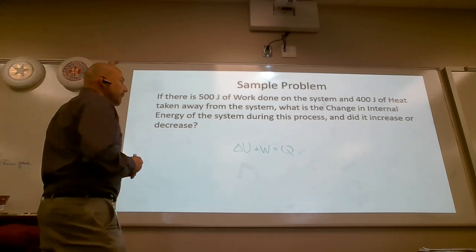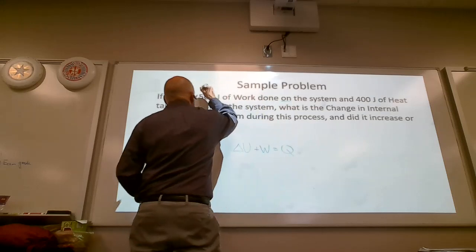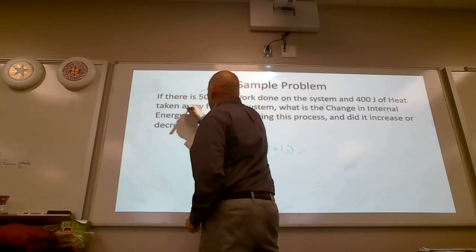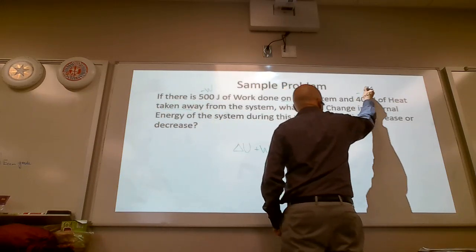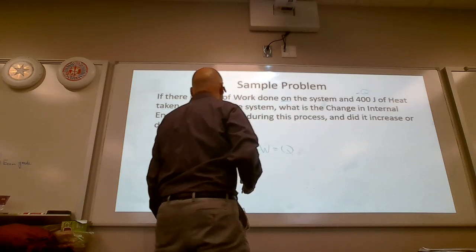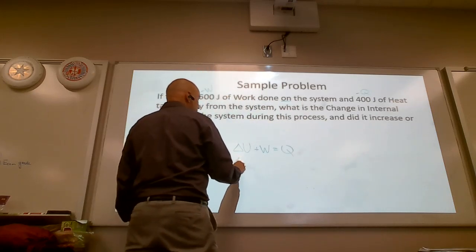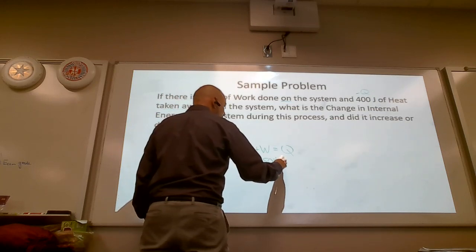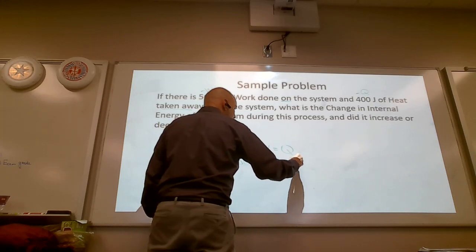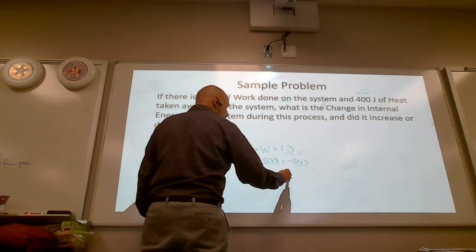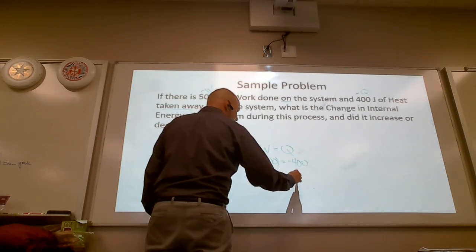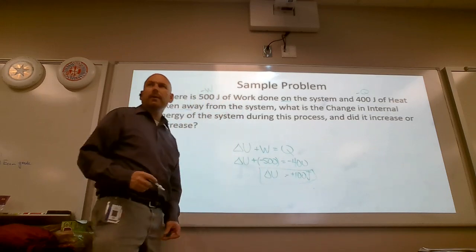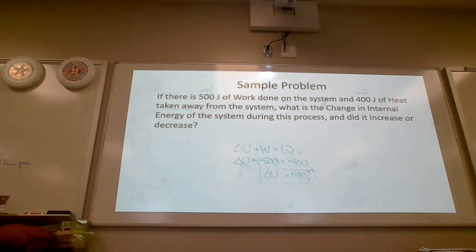Okay, work is being done on the system so that you have a negative work. You are taking energy away, so this is a negative heat. So you have delta U is equal to negative 500 joules minus 400, which is negative 400. So delta U is equal to plus 100 joules. The math is just that easy.